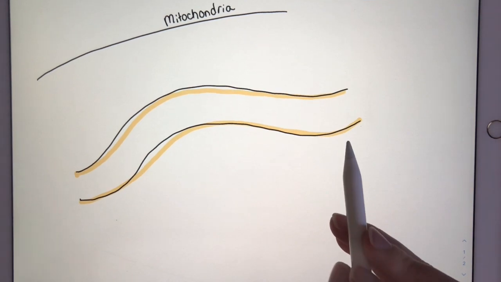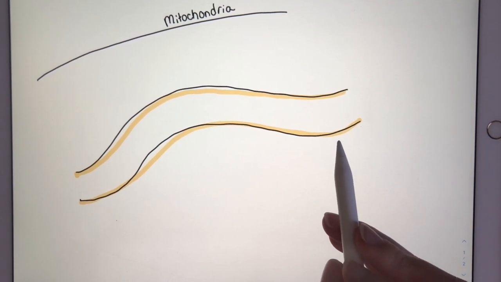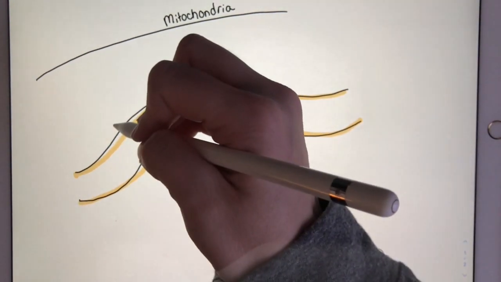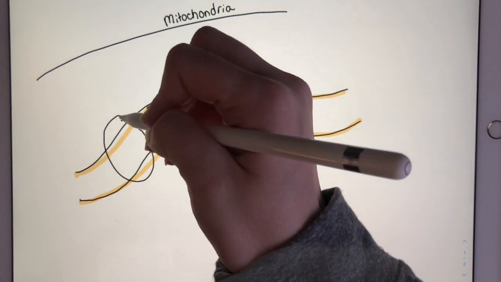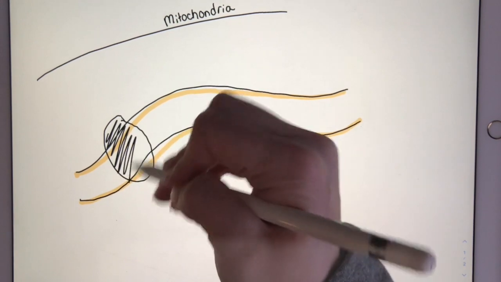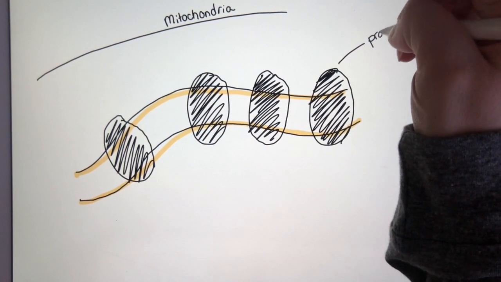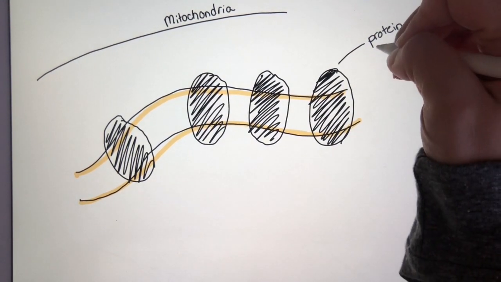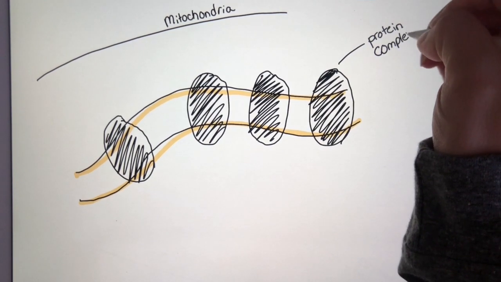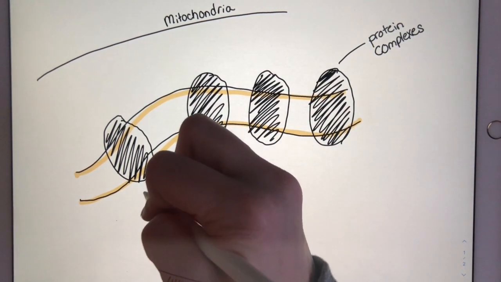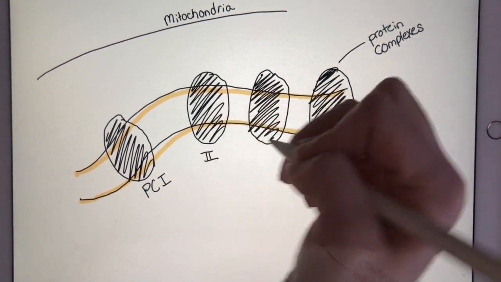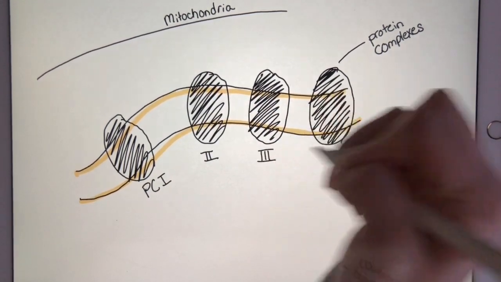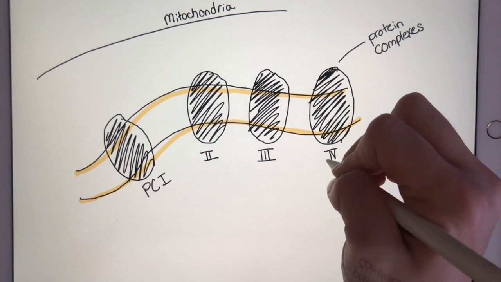There are 4 protein complexes. I'm going to simplify them by just drawing them out as circles and kind of shading them in very loosely. And again, these are protein complexes. They're made up of a lot of proteins coming together, and conveniently, these protein complexes are named in order. So you have number 1, number 2, number 3, and number 4.